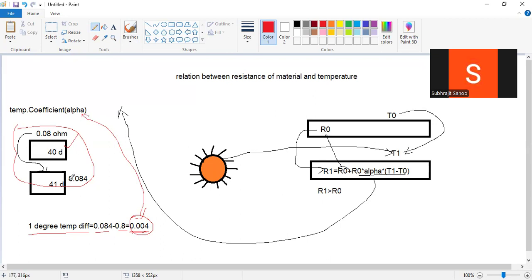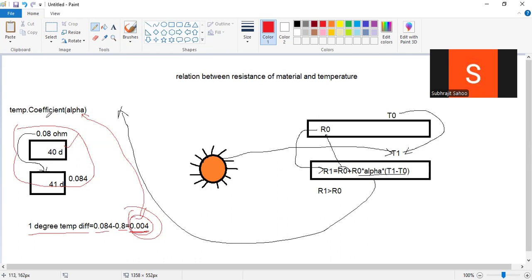Temperature coefficient. Sir, if the temperature further becomes 42 degree, then how much will the resistance change? 0.004 into 2 for 42 degree, into 3 for 43 degree. That means for every 1 degree change in temperature, there is a change in resistance value. How much? 0.004. Nothing but the temperature coefficient.